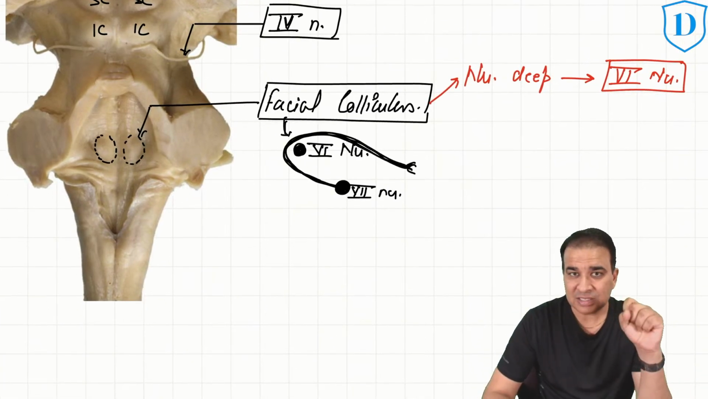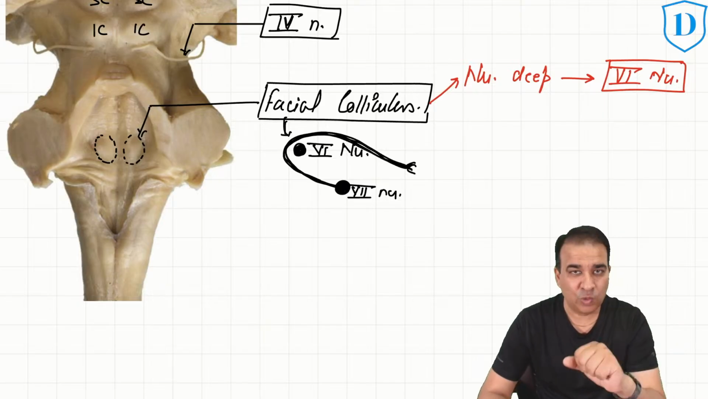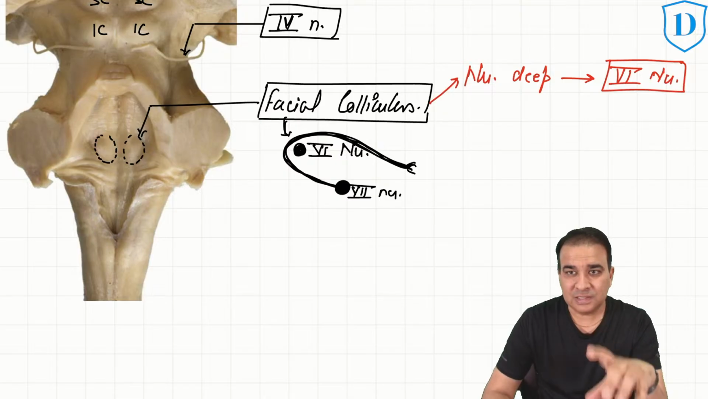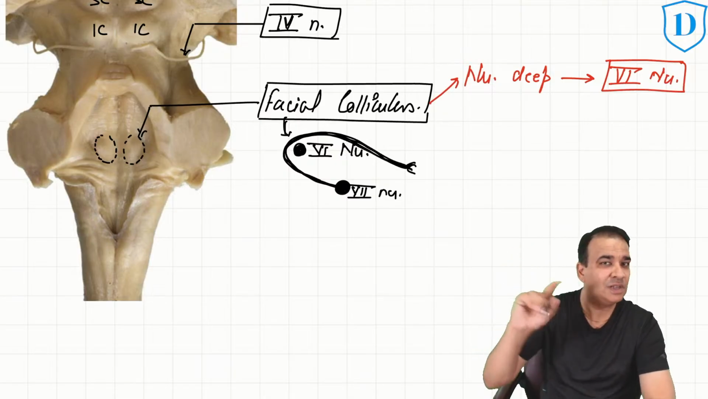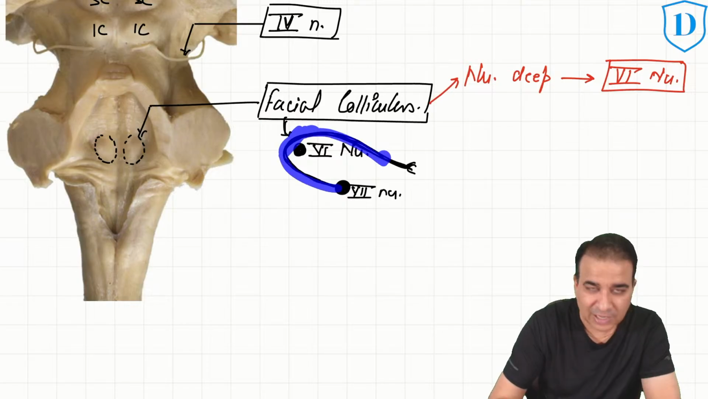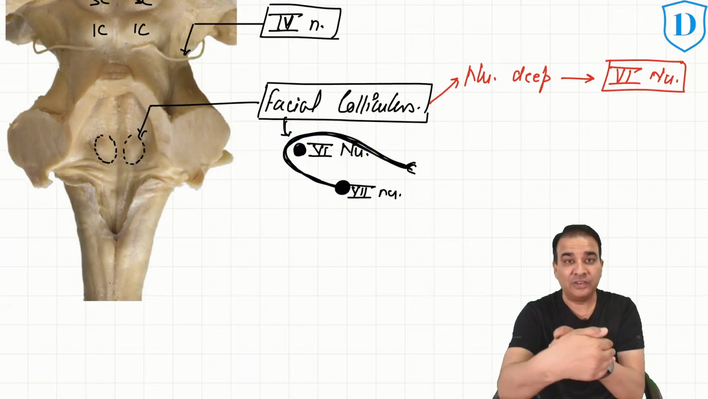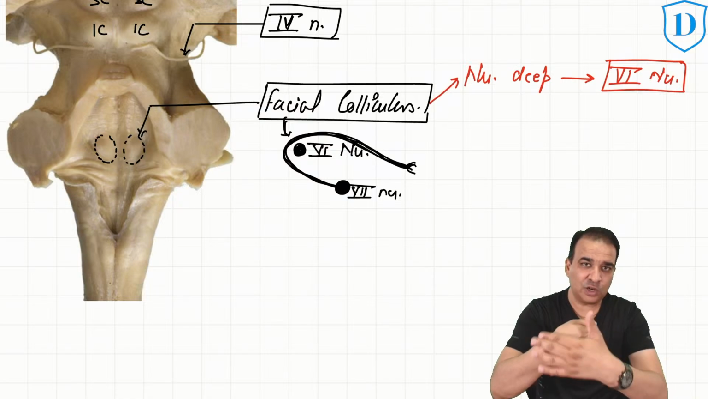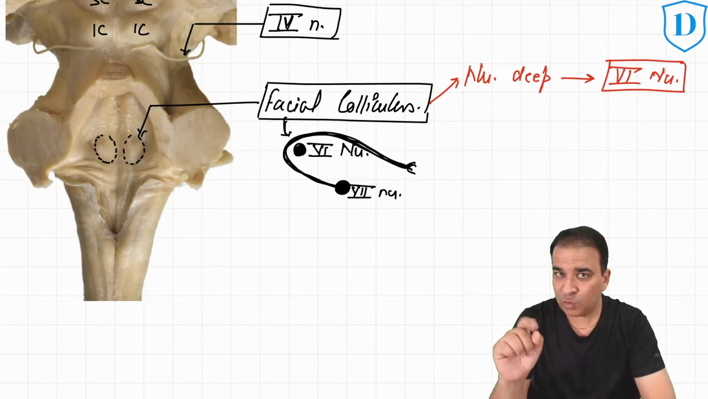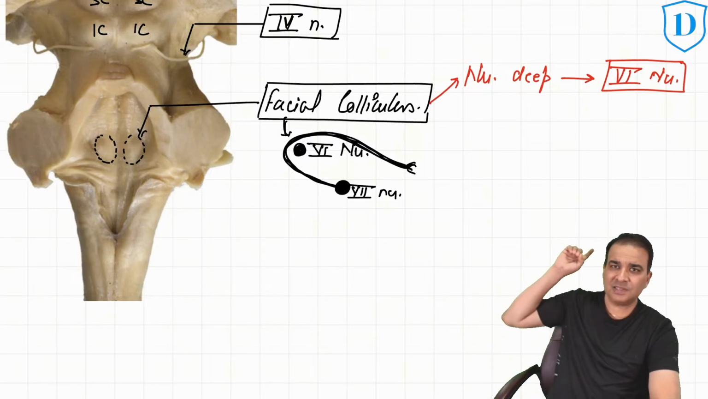If the question is asked that if there is an injury to the facial colliculus, if you have a patient who is having an injury to the facial colliculus, is the sixth nucleus the most commonly injured structure? No. Whenever you have an injury to the facial colliculus, the nerve will be injured first. The nucleus is surrounded by the nerve. So whenever there is an injury to the facial colliculus, first the nerve will be injured, then the nucleus's turn will come. So if they ask you what is the nucleus deep to it, the answer is the sixth nucleus.